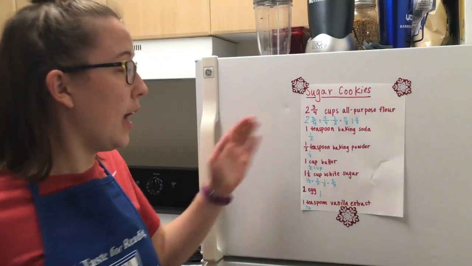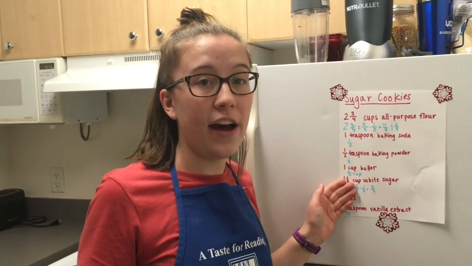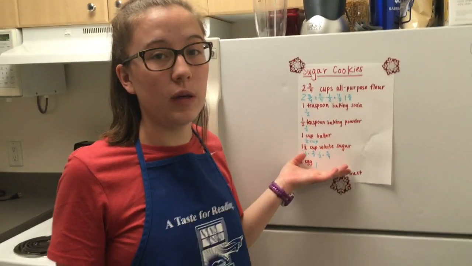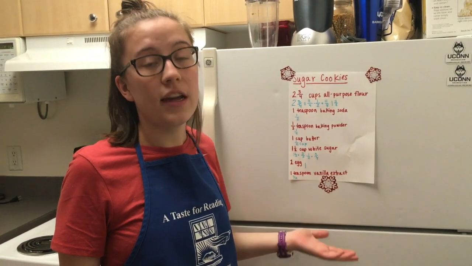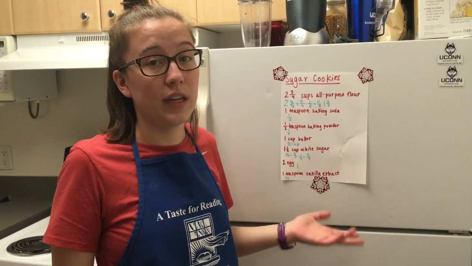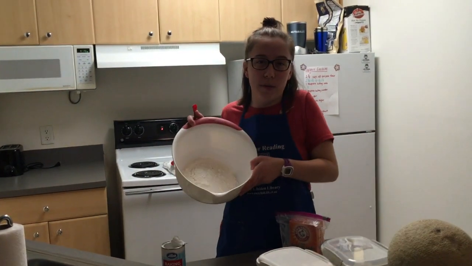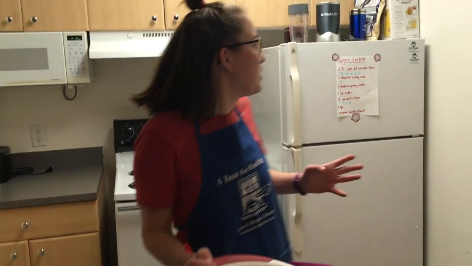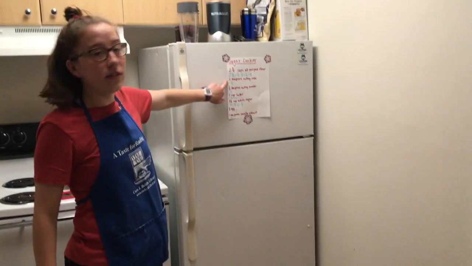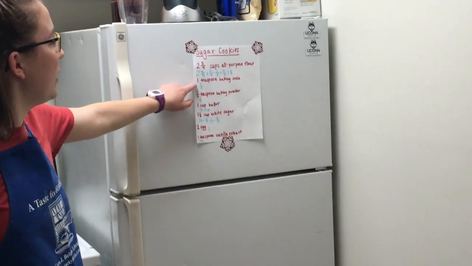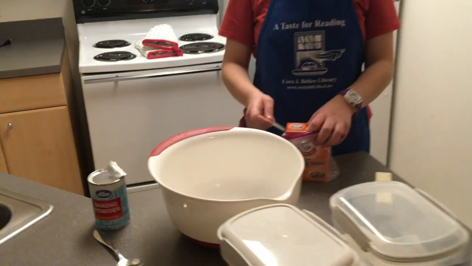So now that we have all of our ingredients halved, we know that our cookie recipe will only make half as many servings. That way I won't have any leftovers because my friends aren't going to come. Alright, so I already have my flour measured out and put into our bowl. And as we see right here, our next ingredient is baking soda, and we need 1/2 teaspoon.